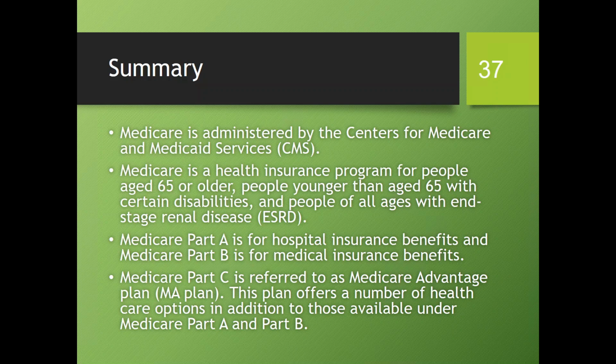Our summary for Chapter 6: Medicare is administered by the Centers for Medicare and Medicaid Services, known as the CMS. Medicare is a health insurance program for people age 65 or older, people younger than age 65 with certain disabilities, and people of all ages with ESRD, which is end-stage renal disease. Medicare Part A is for hospital insurance benefits, and Medicare Part B is for medical insurance benefits. Medicare Part C is referred to as Medicare Advantage Plan, or MA Plan. This plan offers a number of healthcare options in addition to those available under Part A and Part B.